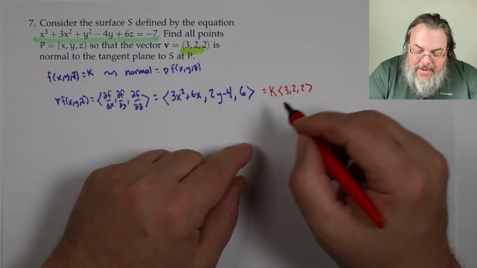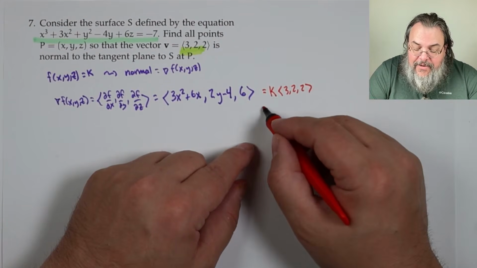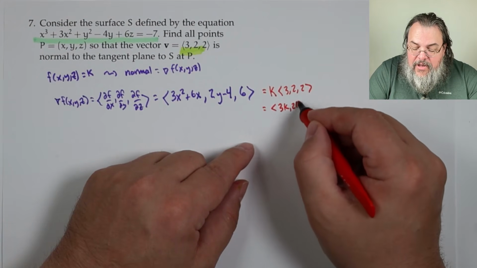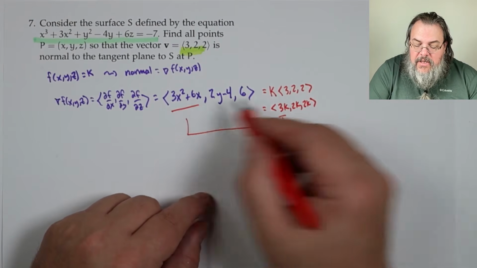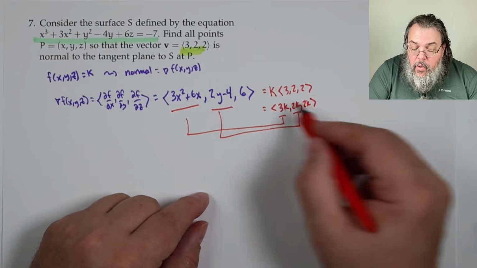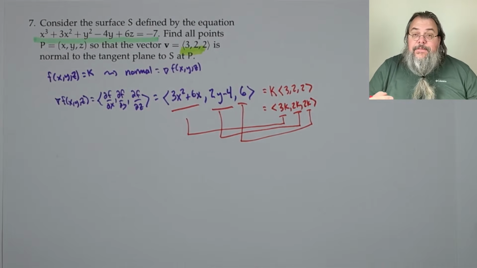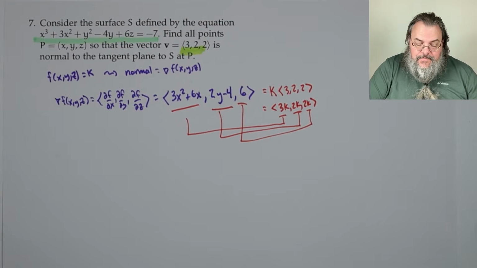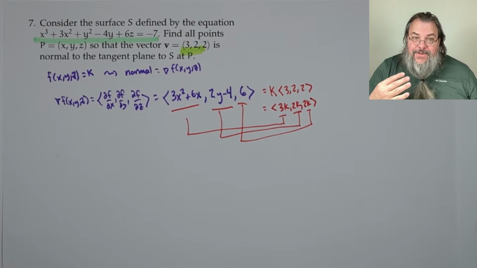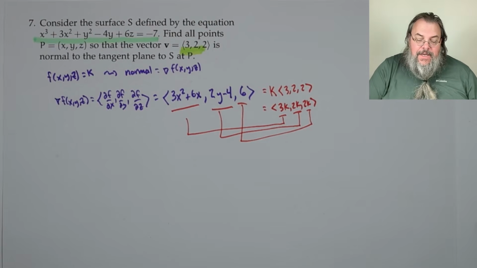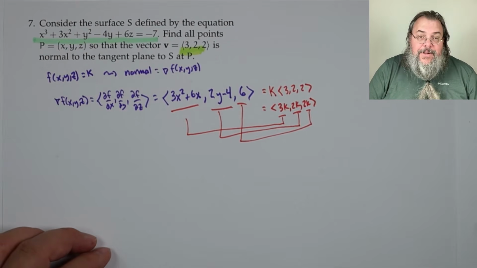This will be a little more straightforward than you might think, because a normal has to look like (3k, 2k, 2k). Now we just start matching. So we have a series of equations. There are actually 3 equations and 4 unknowns: x, y, z, k. But you'll notice that the z has gone away, which makes things a little simpler.